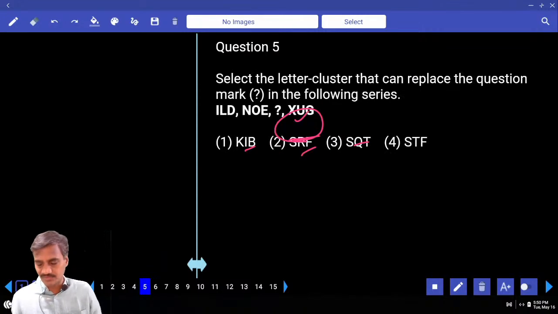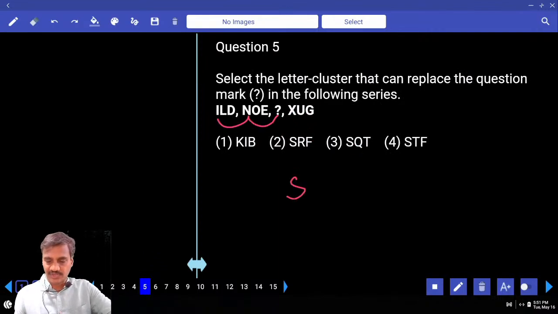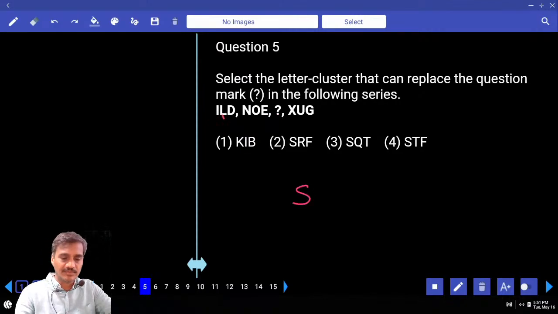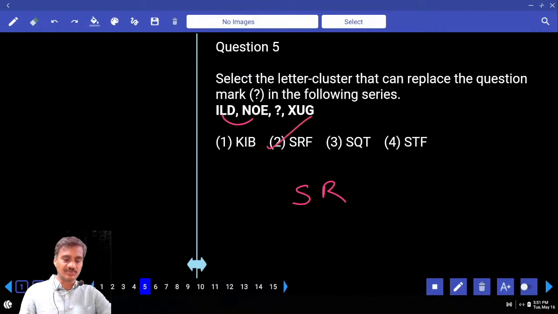Then coming to question number 5. Now in this question, I and N. N plus 5 is S, and S plus 5 is X. And L and O plus 3. O plus 3 is R. R plus 3 is U. S and R. Then choice 2 for question number 5.